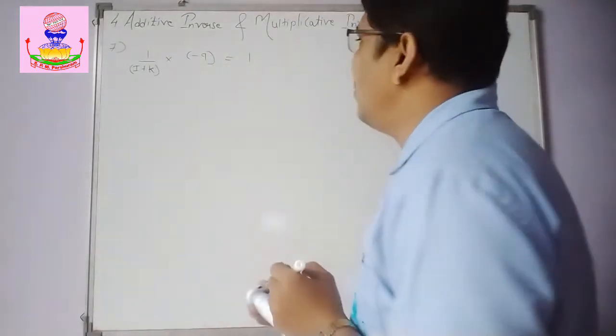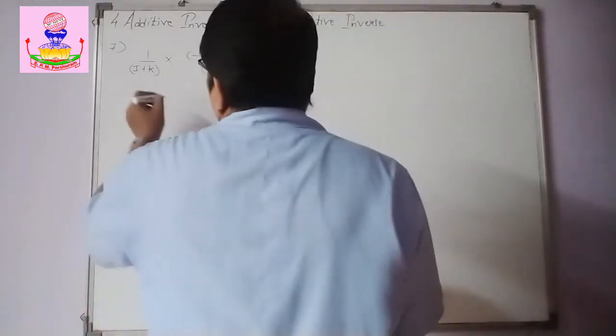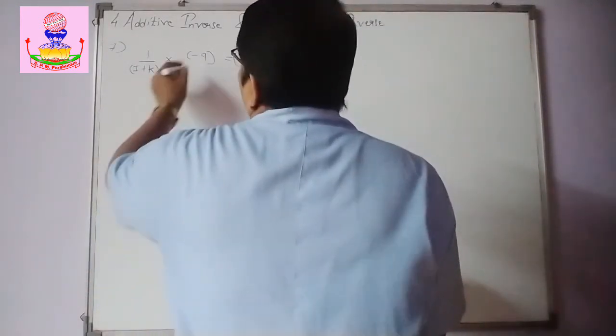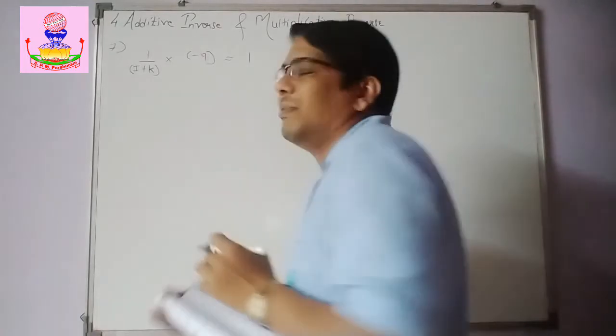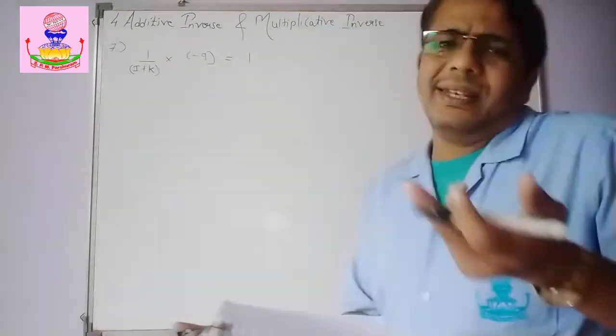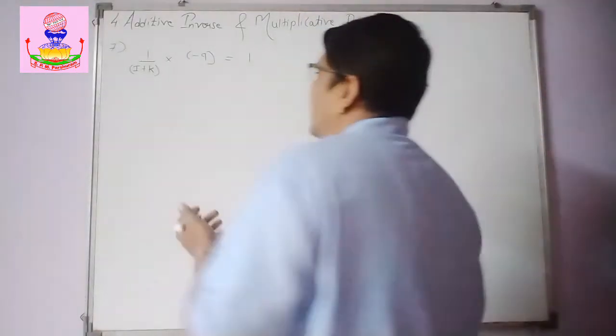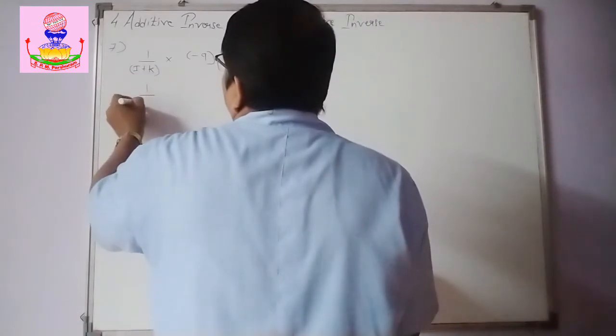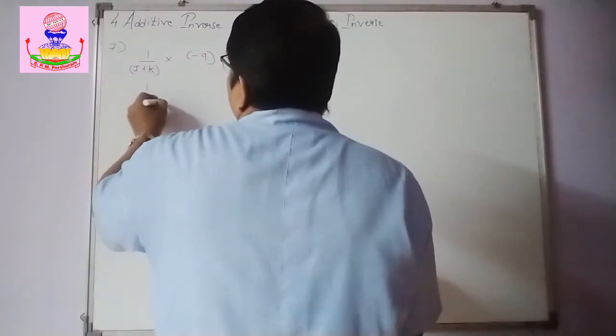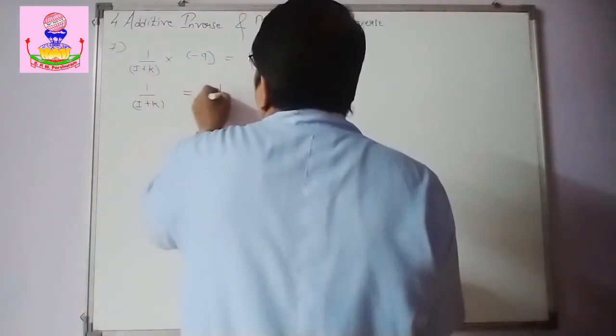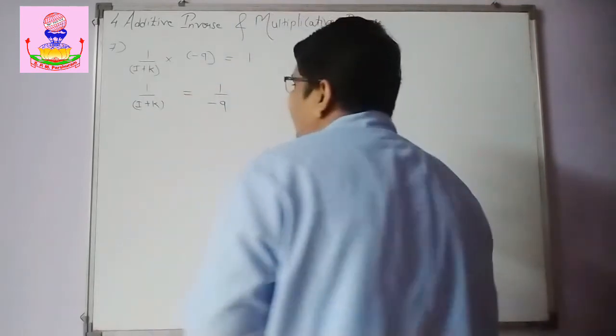Okay. Now see here. What can you do? You bring this minus 9 to this side. So when it comes to that side, it will be in, yes, denominator. Divide both sides. So 1 upon l plus k equals 1 upon minus 9.